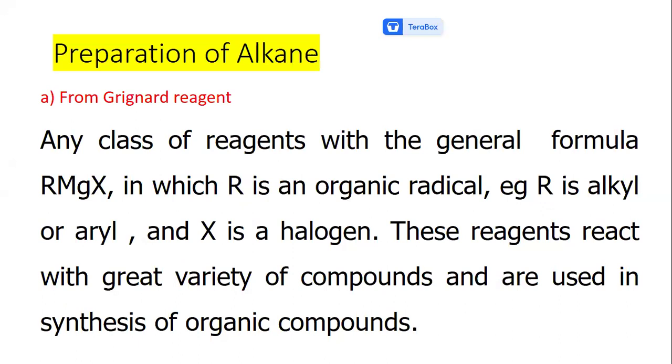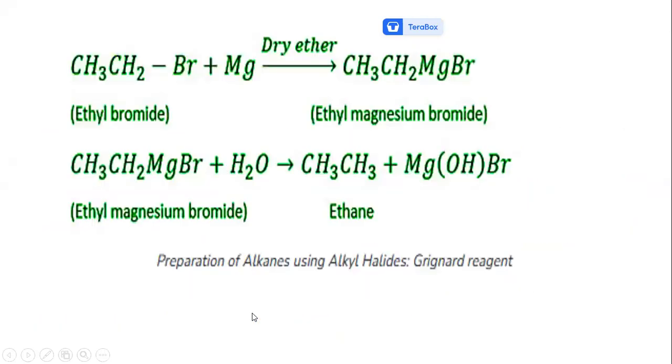Preparation of alkane from Grignard reagent. Grignard reagents are a class of reagents with the general formula RMgX, in which R is the organic radical, for example alkyl or aryl, and X is the halogen. These reagents react with a great variety of compounds and are used in the synthesis of organic compounds. See, this is ethyl bromide, and it reacts with magnesium in dry ether to produce ethyl magnesium bromide. That is the Grignard reagent, and when this Grignard reagent reacts with water, it produces the alkane ethane.